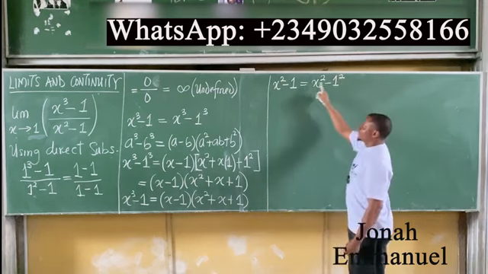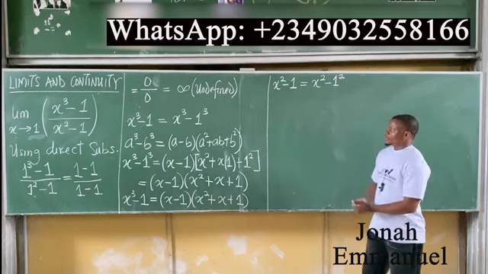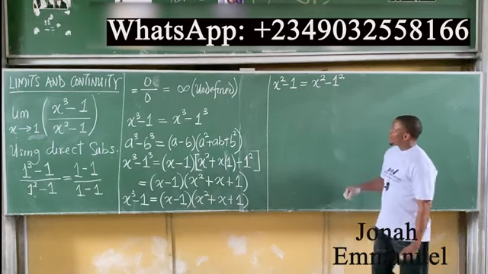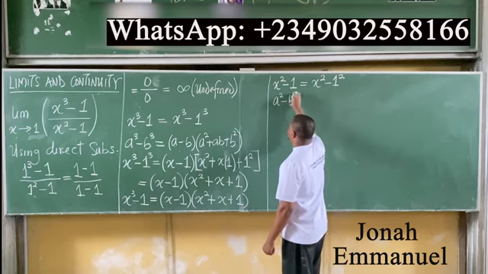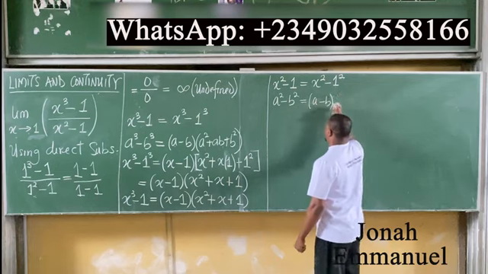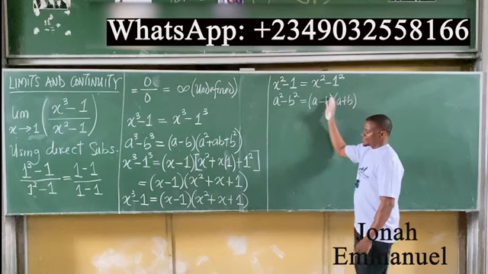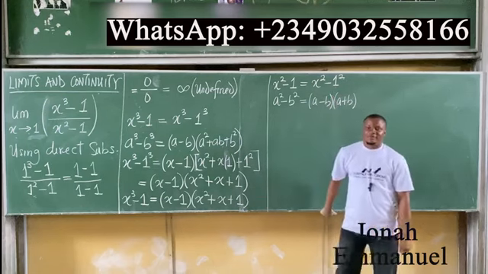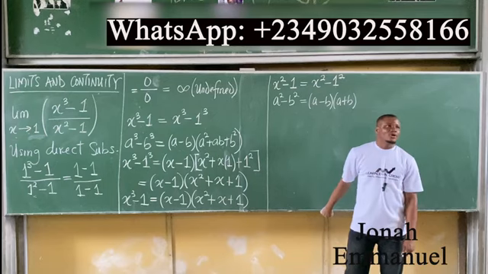Because 1 squared gives you 1. It's called a difference of 2 squares, please. For a difference of 2 squares, if I have a squared minus b squared, what do I get there? A minus b into what there? A plus b. Please, all of these things here are things you should have done before now. They are quite old mathematical concepts.